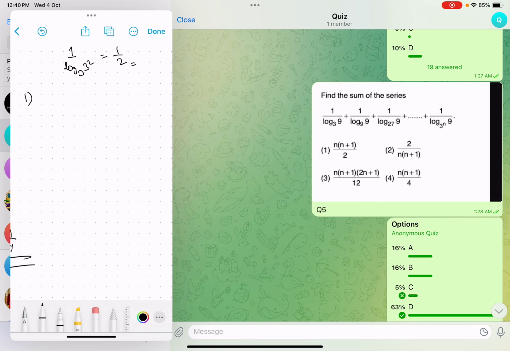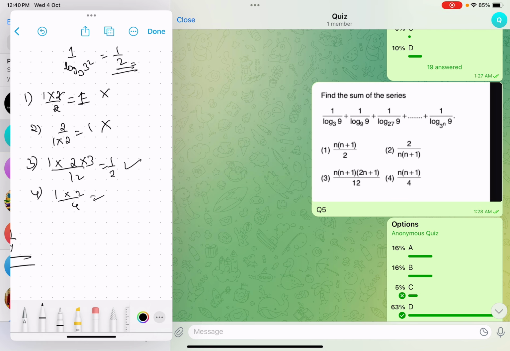Okay, so put n equal to 1, so in the first option it will be 1 by 2 into 2, so this gives 1, not possible, this gives 1, but we need 1 by 2, so this is gone. Second option, if we see, 2 into 2, this gives 1, this is also gone. Third option, if we take 1 into 1 plus 1, 2 into 2 plus 1, 3 by 12, so 3 to 6, 1 by 2, so this can be, we will put on hold. Next one, 1 into 2 by 4, 1 by 2, this also can be. Now let's check for n equal to 2. We'll take two terms, okay?